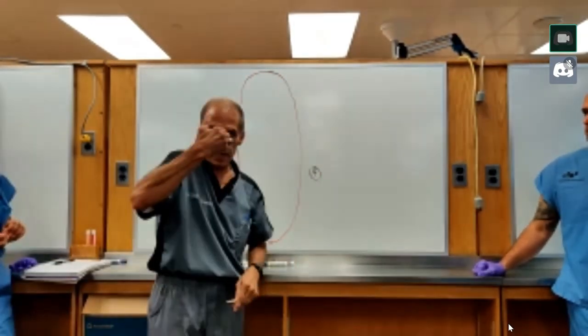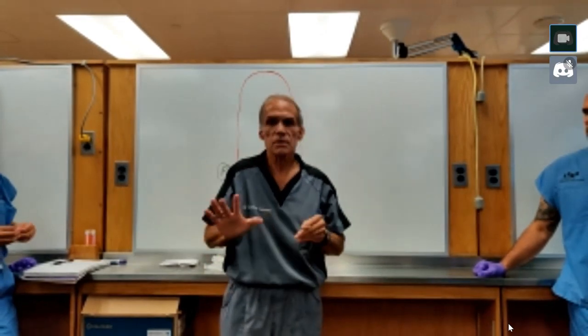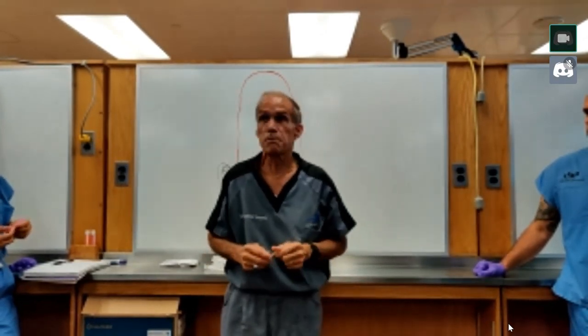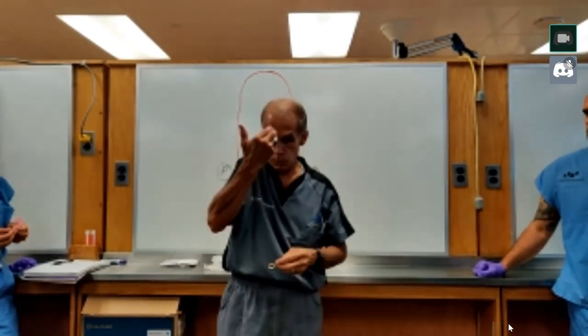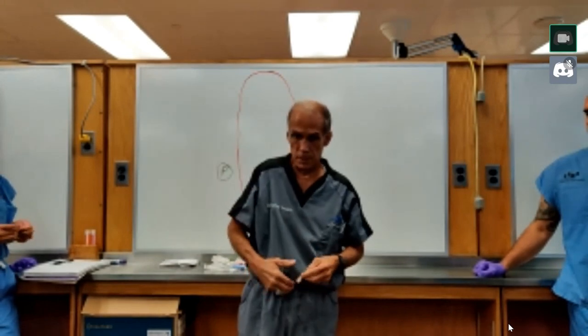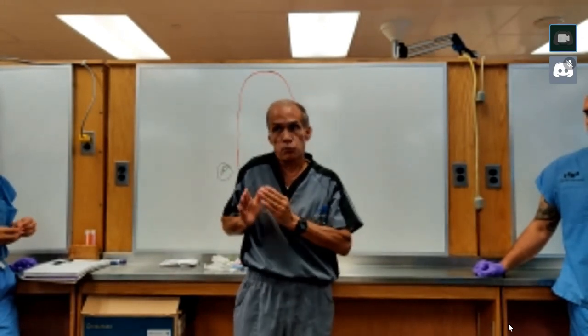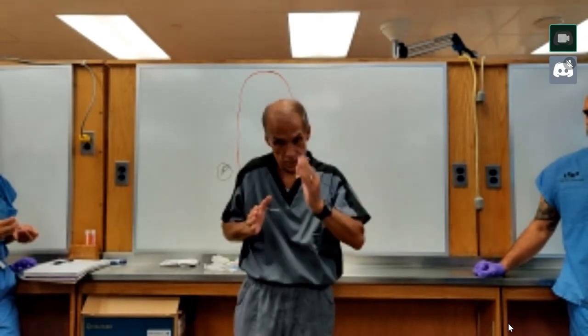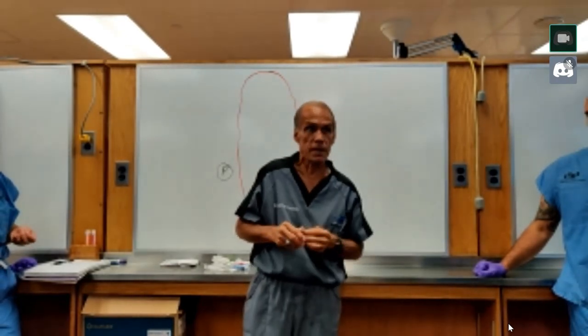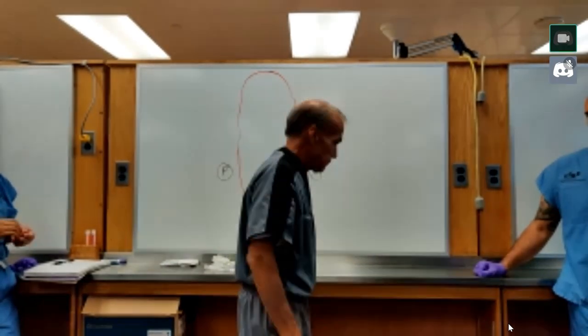I'm going to draw on this board a sagittal cut. Not necessarily sagittal, let's say parasagittal. So I'm not going to go right down the middle of somebody's abdomen. I'm going to go a little bit more to the right side. So because it's not dead center, we'll call it a parasagittal cut.